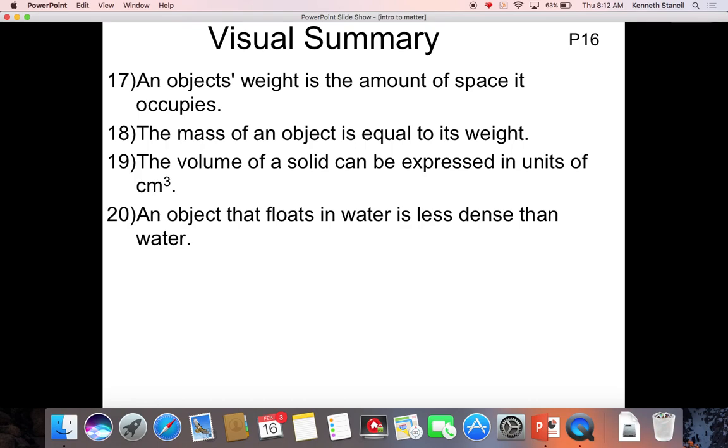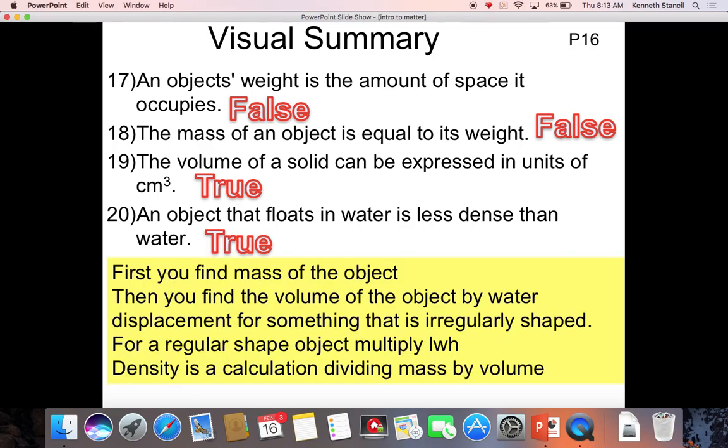An object's weight is the amount of space it occupies. True or false? False. The mass of an object is equal to its weight. False. The volume of a solid can be expressed in units of cubic centimeters. True. An object that floats in water is less dense than water. True. All right, good job.